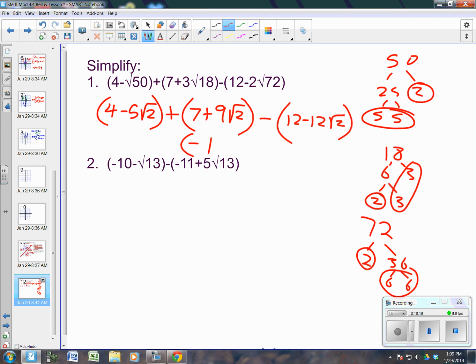And 4 root 2 minus a negative 12 root 2. What happens when you minus a negative? You add. So 4 root 2 plus 12 root 2 would make 16 root 2. And that would be your answer.